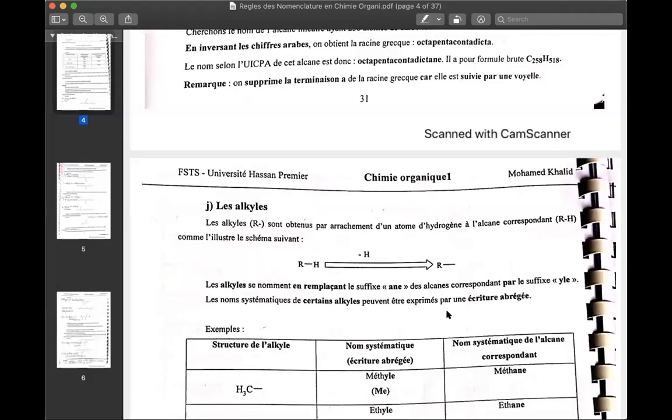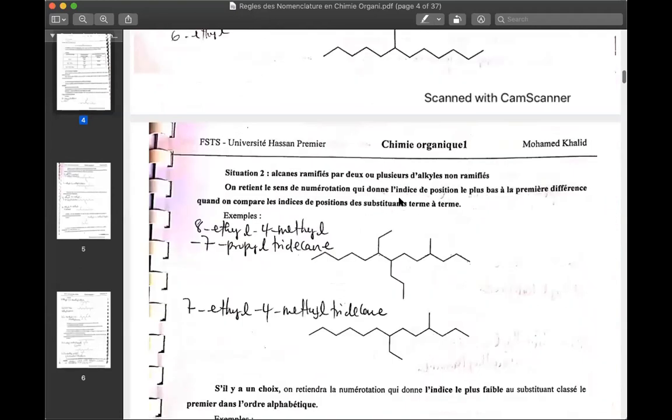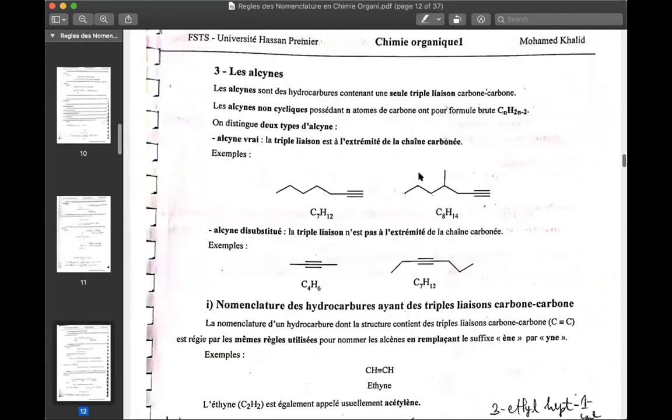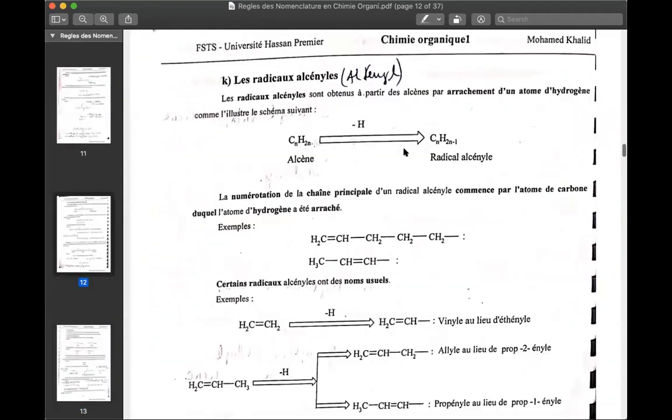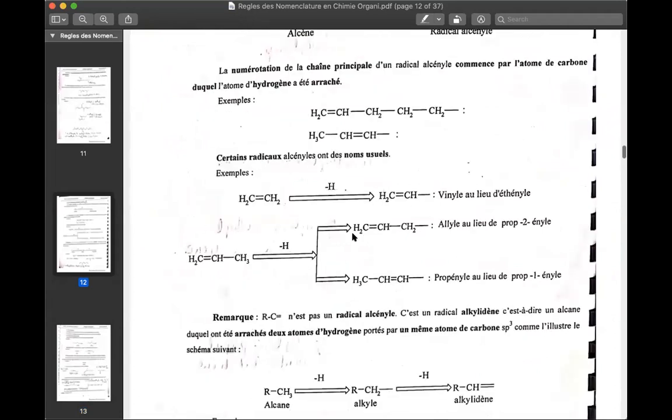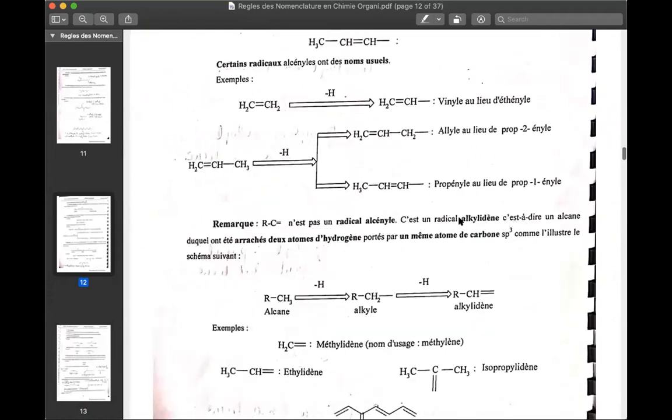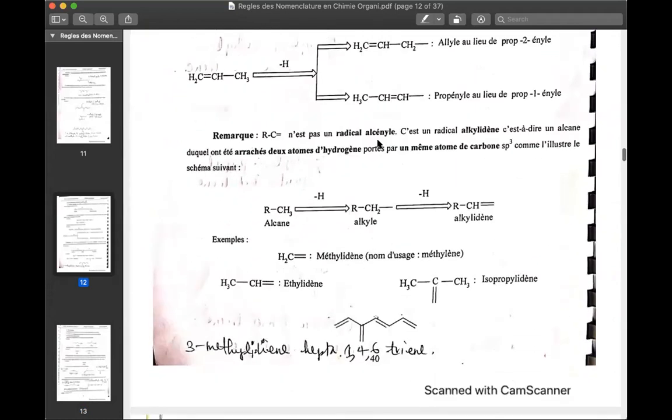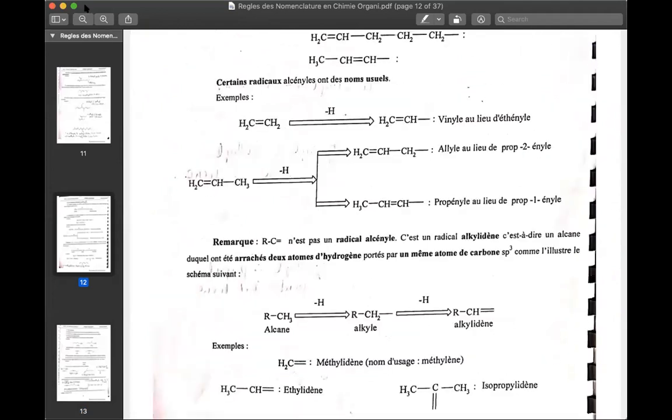Can you guys see the presentation now? What we're doing here is removing hydrogen atoms. When it's a methyl, it's called a methylidene or methylene. The pronunciation is yours, you guys. I'm only here for organic chemistry.